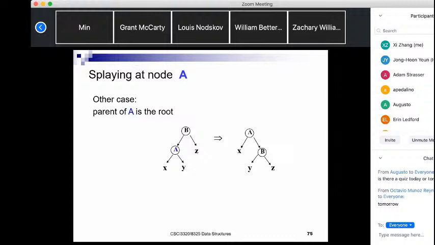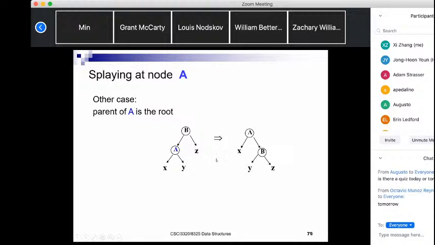So make A pushed up, make B a child of A, Y becomes the left child of B, right? So after LL rotation, you will have this tree structure. The LL rotation is a part of splay tree notation when the node is distance 1 away from the root.